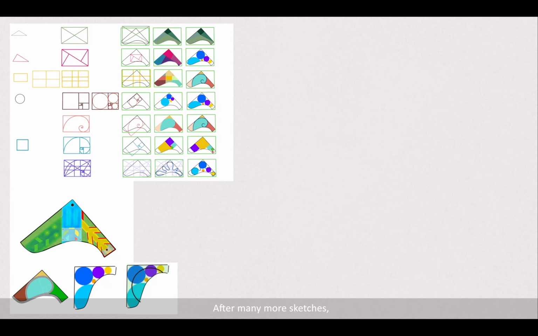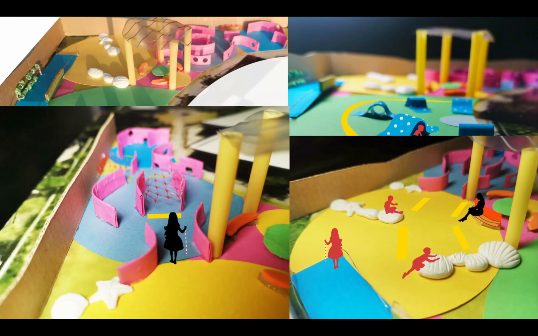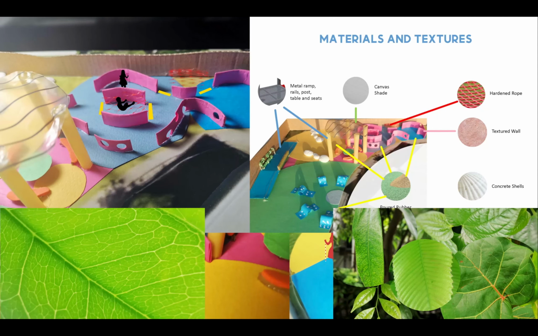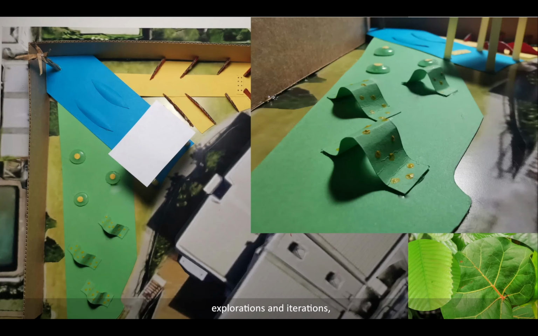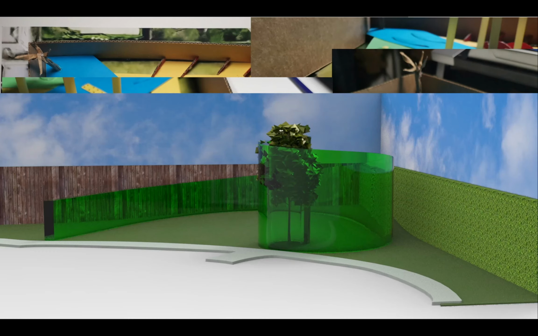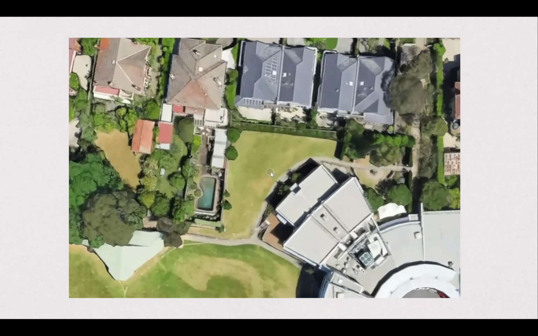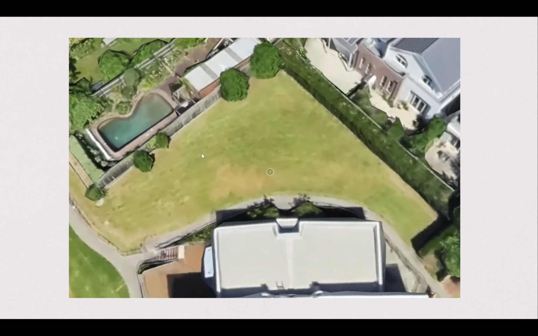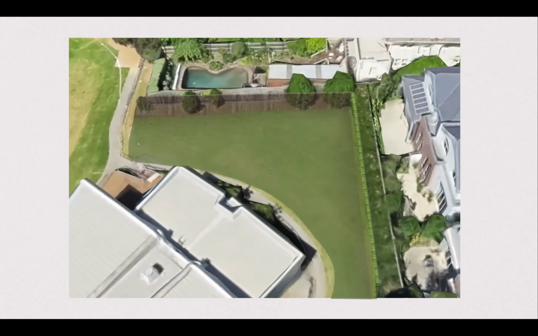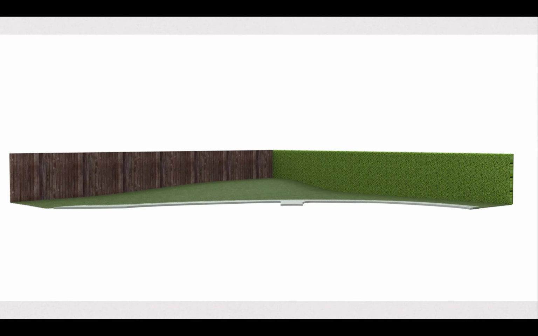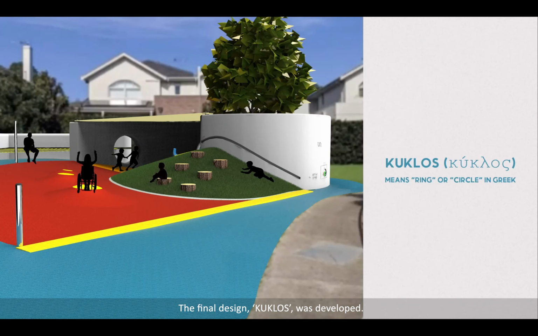After many more sketches, models, explorations and iterations, and site study, the final design, Kuklos, was developed.